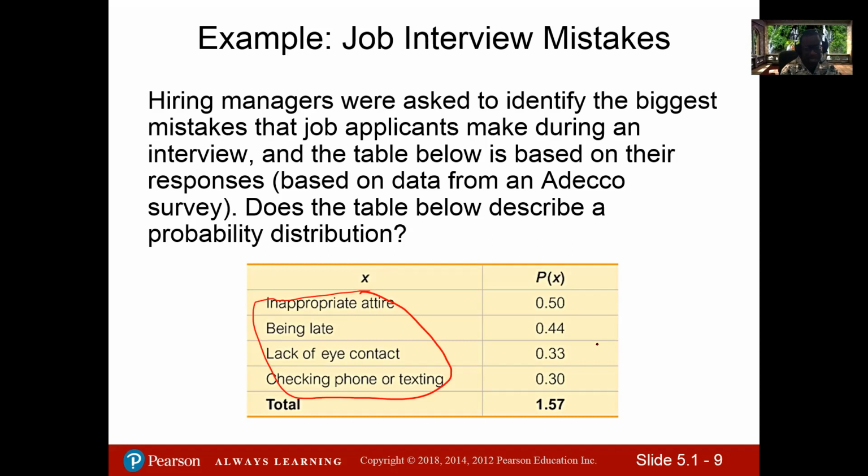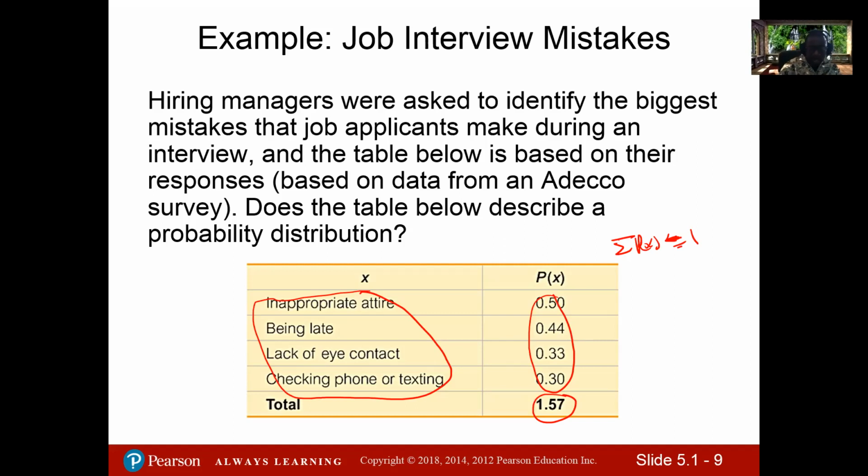But let's go further. For each of these are the probabilities, right? And when we add everything, we get 1.57. Of course, the sum of the probabilities of X must be equal to 1. And that is greater than 1. So in this case, you will say this does not represent a probability distribution.